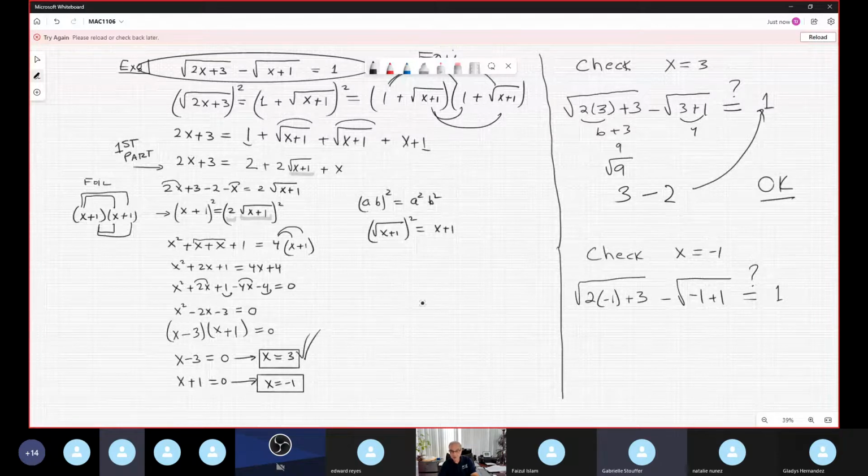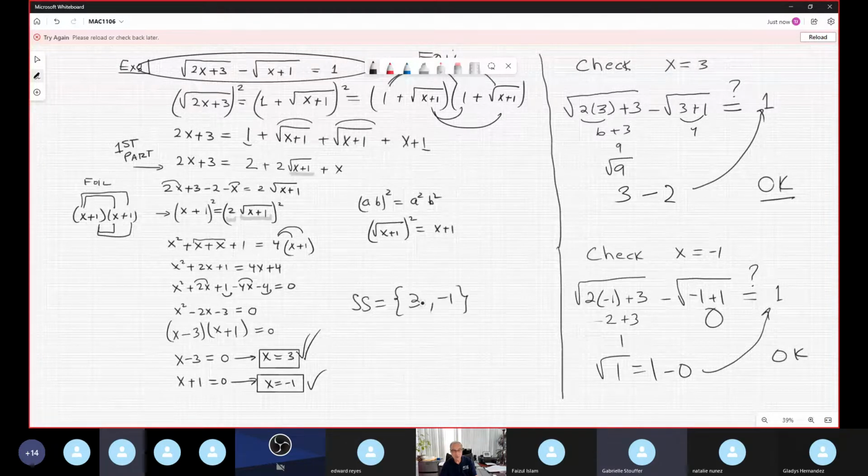Right, let's see the second. 2 times -1 is -2, and -2 plus 3 is +1. And the square root of 1 is 1. And -1 plus 1 is 0, and the square root of 0 is 0. And 1 minus 0 is 1. It's also okay. Both solutions satisfy my equation perfectly. Therefore, the solution set is 3 and -1, or -1 and 3. Doesn't matter, the order is not important.